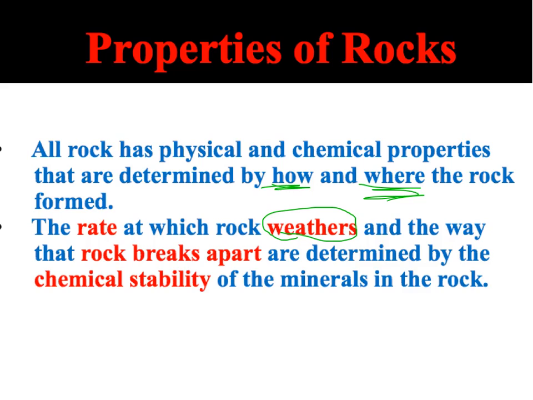Rocks that contain a lot of the mineral calcite lead to rapid weathering, especially when there's acid rain involved. Whereas rocks that are made out of lots of the mineral quartz don't seem to weather as quickly because quartz is a much harder mineral. So the rate, the speed at which a rock will weather and break apart is all determined by the chemical stability of the minerals in that rock. So the minerals in the rock influence how strong the rock is.